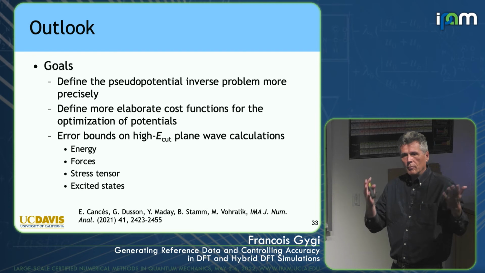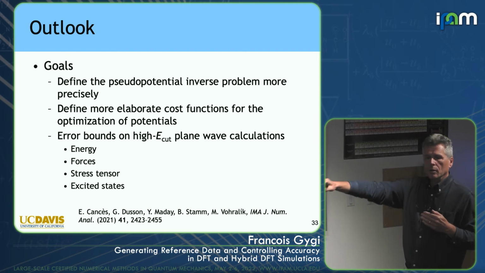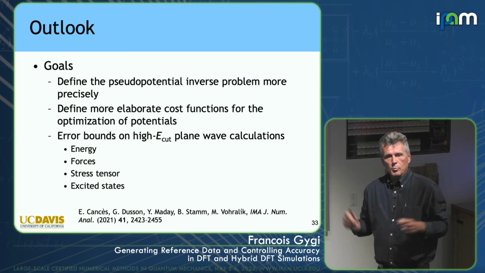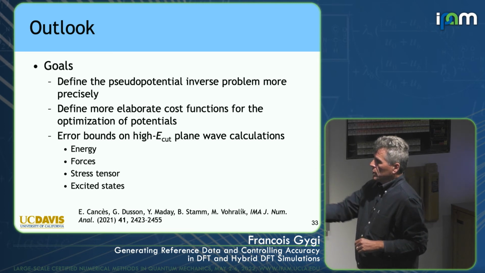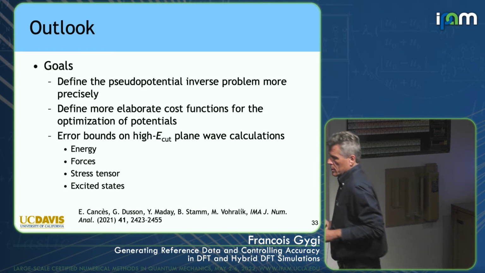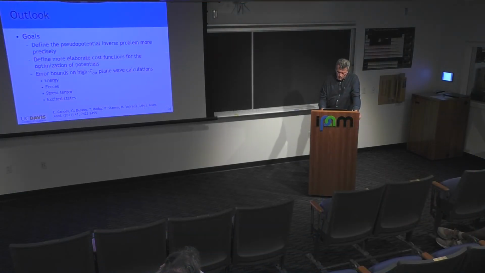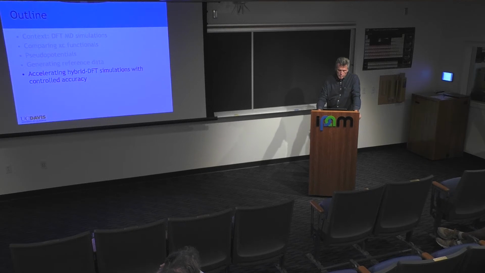That's precisely the context we're in. We have a plane wave Kohn-Sham calculation, and we're increasing the cutoff. I would like to understand if we can bound the error that we're making on various properties. So I think that will certainly be a source of interesting discussions. Well, that's what I wanted to say about pseudopotentials and reference data. Generating reference data for me means pushing the plane wave method to the limit and generating data that's converged.